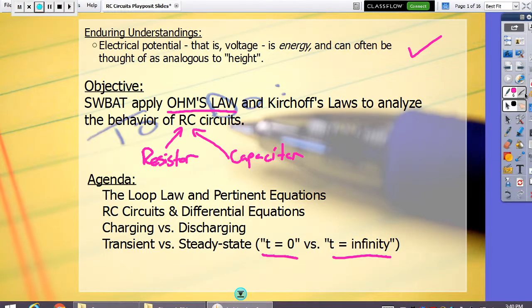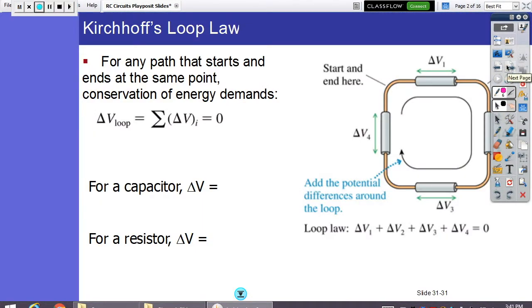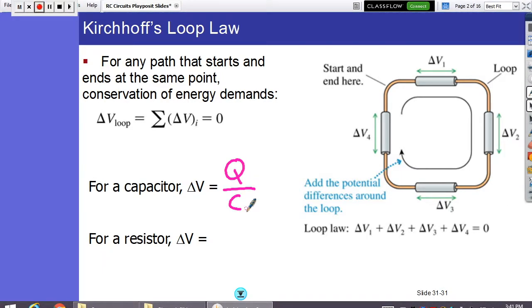All right, so what the heck is an RC circuit? Well, before we get there, let's remind ourselves of our loop law. Remember, our loop law says that for any path we take around a circuit, our total voltage has to equal 0. Any voltage that gets introduced has to get used up. And for a capacitor, the voltage is given as the charge on the capacitor over C, where C is its capacitance. And for a resistor, it's given as IR.